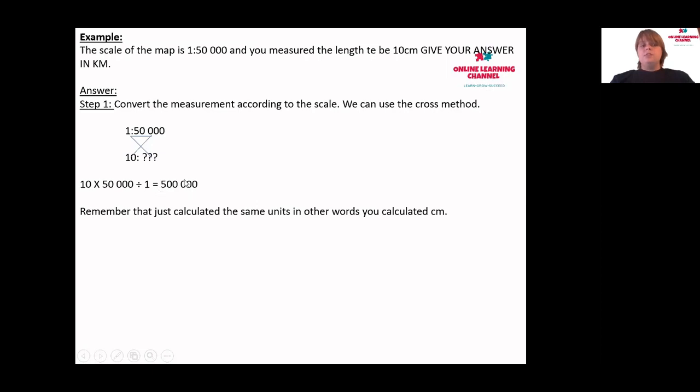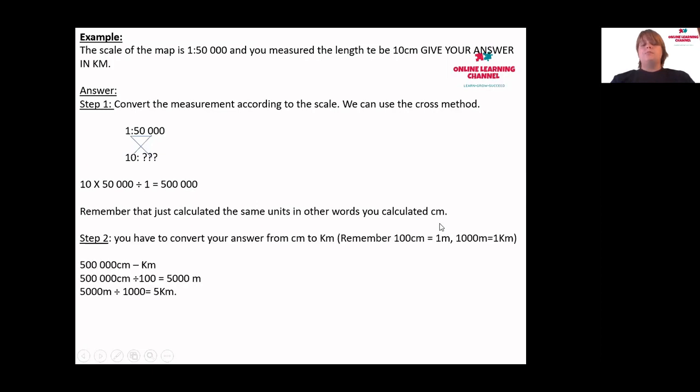So this answer, in what unit will that be? You measured it in centimeters. So obviously, this will be centimeters. So remember that you just calculated the same units. In other words, you calculated centimeters. Step 2. Now you have to convert your centimeters to kilometers because remember, they asked you, give your answer in kilometers.